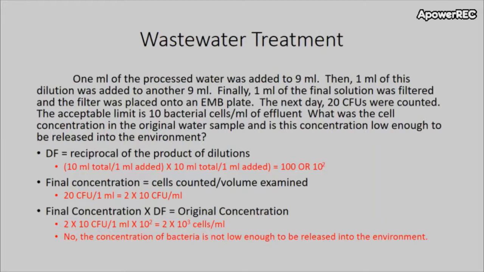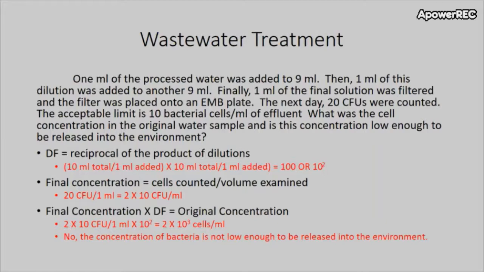So here we had water that had to be diluted first because we were afraid we would get too many bacteria. So we did two serial dilutions, a 1 to 10 and a 1 to 10, which is a reciprocal of 10 over 1 and 10 over 1. And when you do serial dilutions, you just times one dilution factor after another to get your final dilution factor. So this is 10 times 10 equals 100, or you can write that as 10 to the second power.